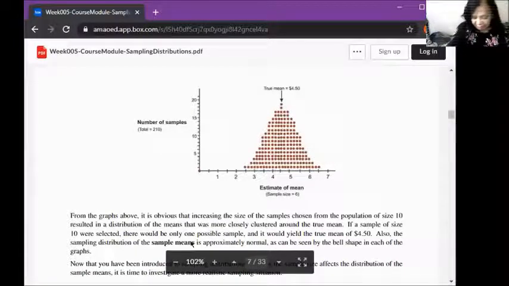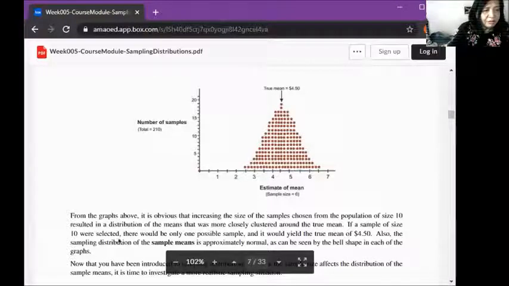So from the given graphs above, it is obvious that increasing the size of the samples chosen from the population of 10 resulted in a distribution of the means that was more closely clustered around the true mean. As you can see, the more you increase the number of persons that you get from the population, the more likely the results will cluster around the true mean, which is $4.50.